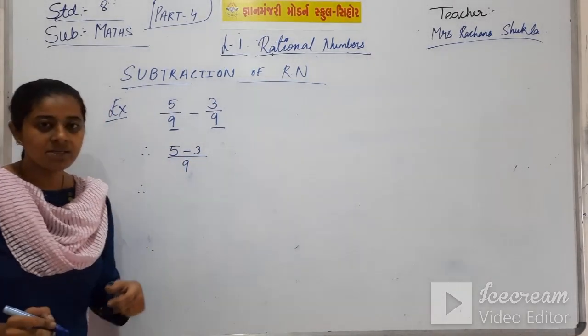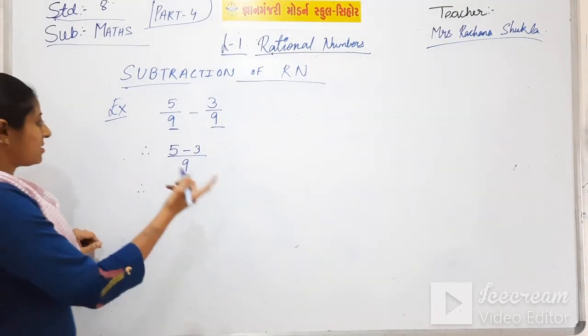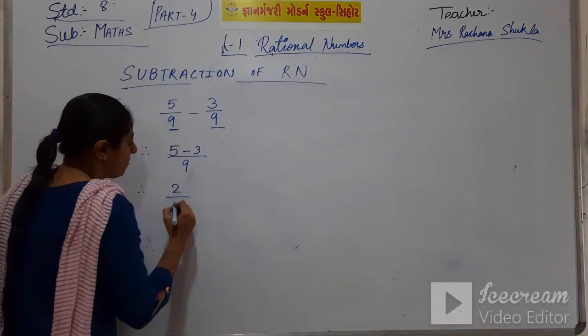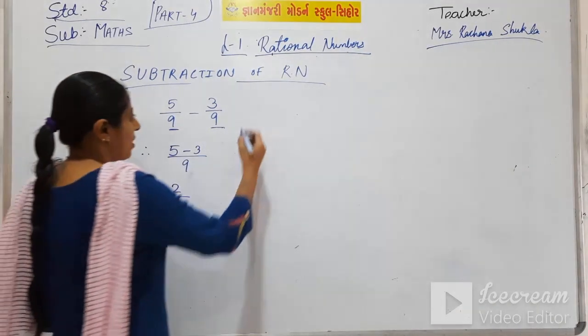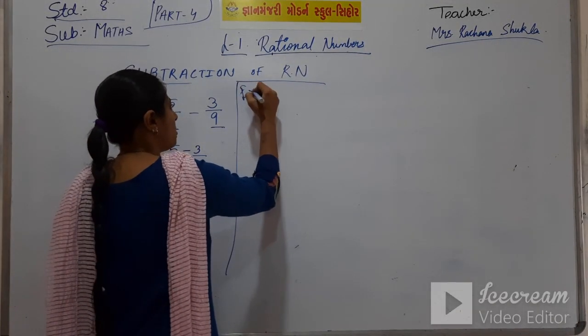What is 5 minus 3? What will you get, 5 minus 3? We will get 2 upon 9. This is your answer, students. Let's have another example.